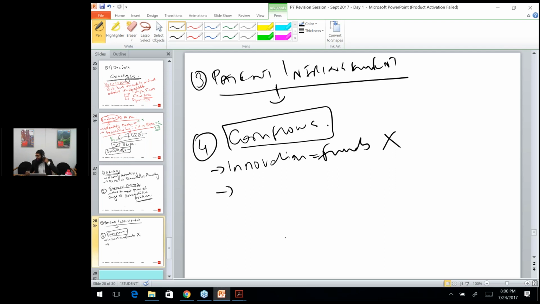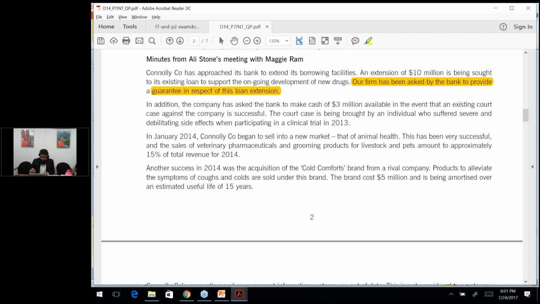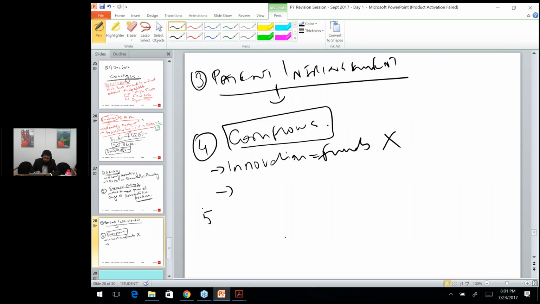So what is going to be the risk? The risk is that the funding wouldn't be available, and the result would be that the entity will not be able to continually develop, and resultingly then again it will lose out its market position. It says, in addition, the company has asked the bank to make cash of 3 million available in the event that an existing court case against the company is successful. The court case is being brought by an individual who suffered severe and debilitating side effects when participating in a clinical trial in 2013. So that is also one of the issues, which is we are fighting a court case.